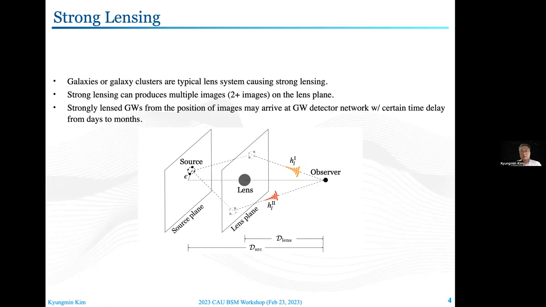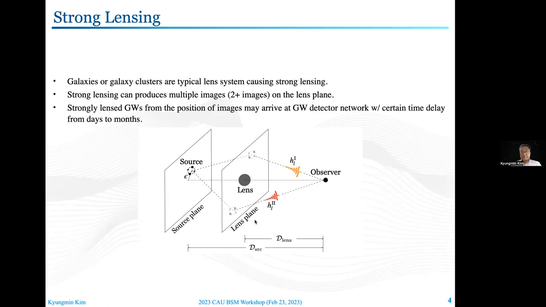If any signal, either gravitational wave or electromagnetic wave, is strongly lensed, then strong lensing can produce multiple images, at least two, on the lens plane, as shown in this schematic figure. And then the strongly lensed gravitational waves from the positions of the images on the lens plane may arrive at the gravitational detector network on Earth with a certain time delay from days to months.